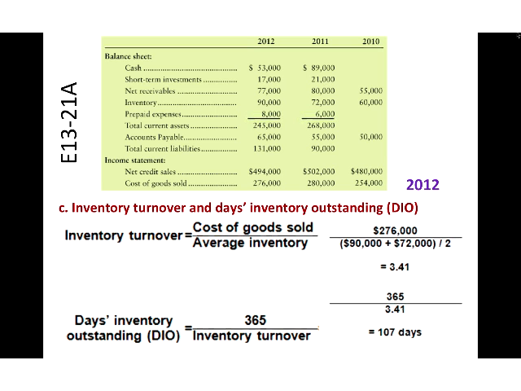So we take the 90,000 plus 72,000 divided by 2. So what we're going to see there is we're going to take 276,000 divided by the average inventory. Average inventory, 90,000 from 2012 plus 72,000, which is what we would have started 2012 with, divided by 2, gives us 3.41, and then we divide 365 by 3.41 to get 107 days.